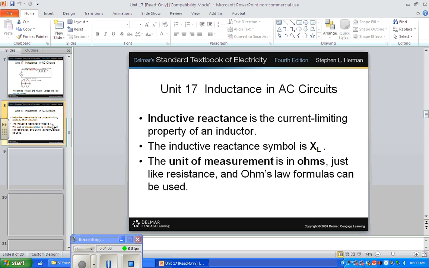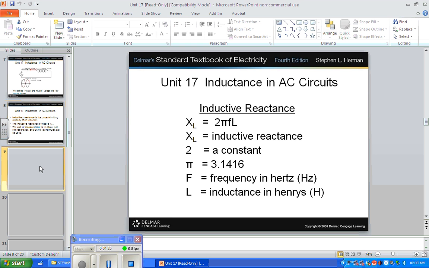Inductive reactance is the current limiting property of an inductor. Current limiting. Okay, it creates something like resistance, but it's not the same at all. It's counter voltage. The inductive reactance symbol is X sub L. The reactance is measured in ohms, just like resistance, and Ohm's law formulas can be used. Is that slide really not there? Oh, it is there. Okay.